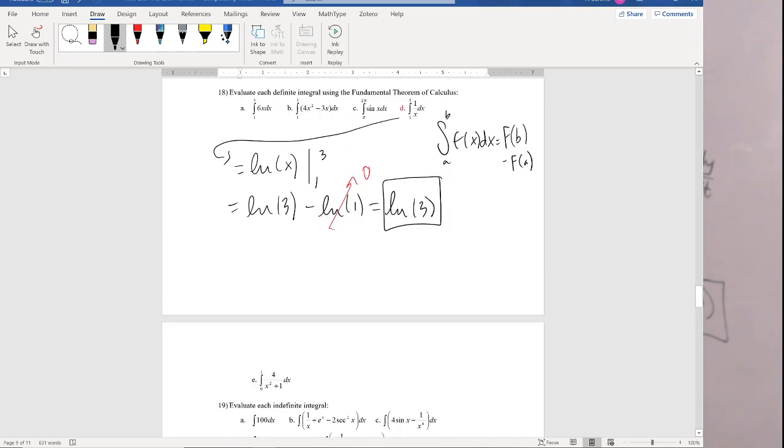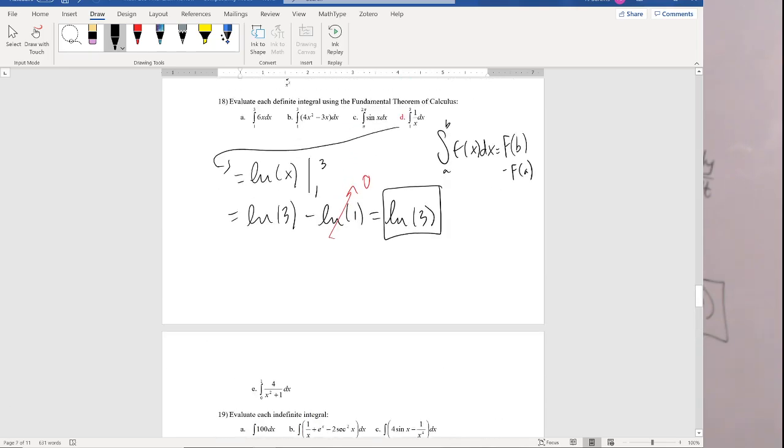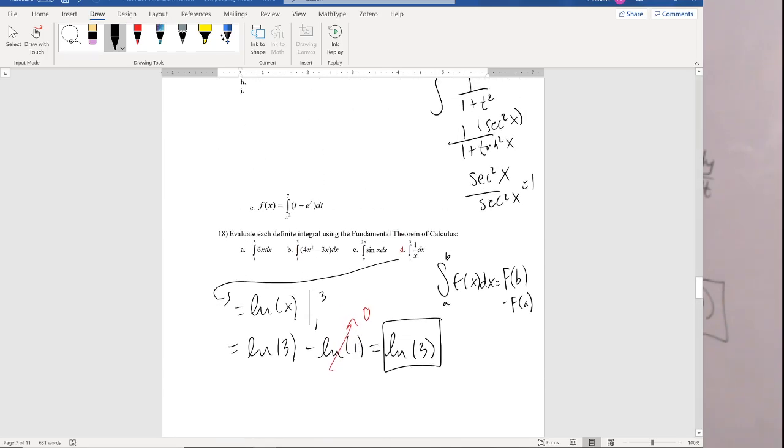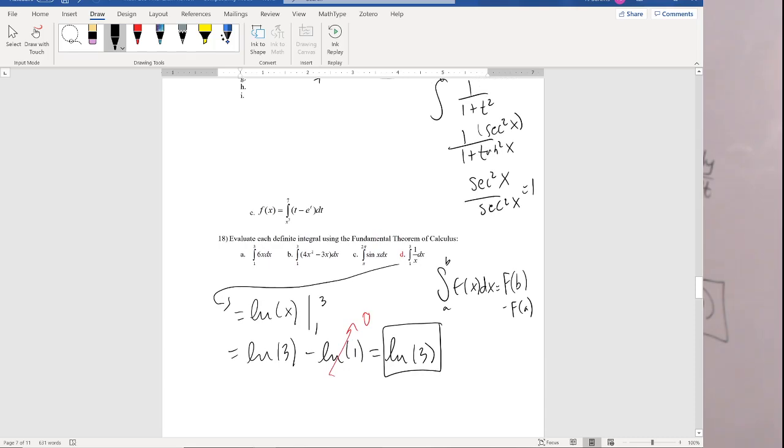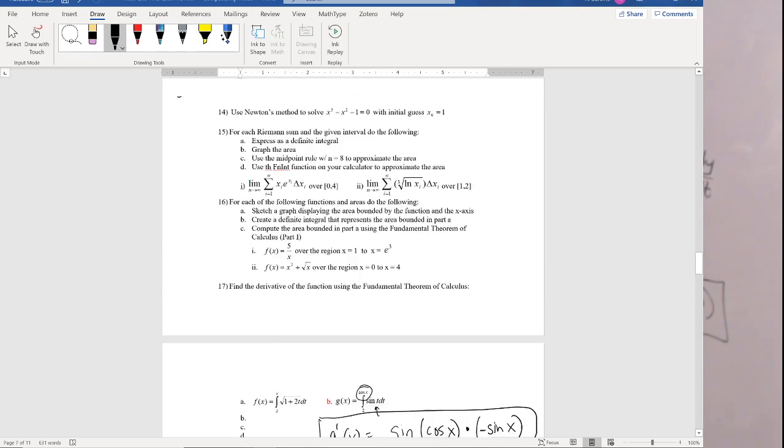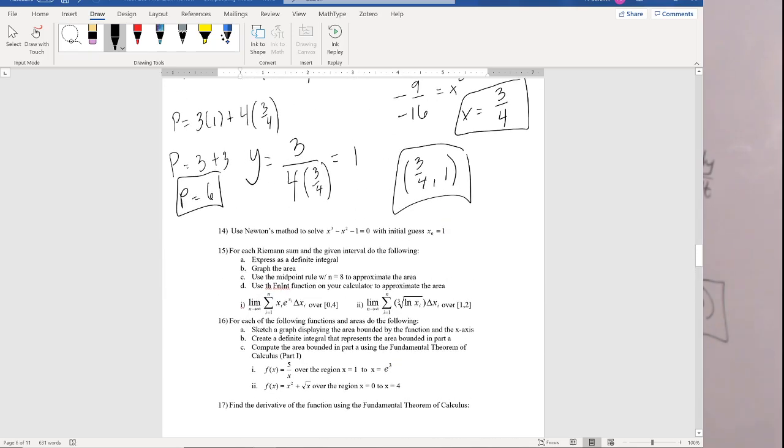15, what was that? Somebody want to fill Shelby in while I look at 15, please? The Riemann sums. I don't think I'm going to have you do that. I'm more interested in the fact that you can actually integrate rather than add up a bunch of areas.